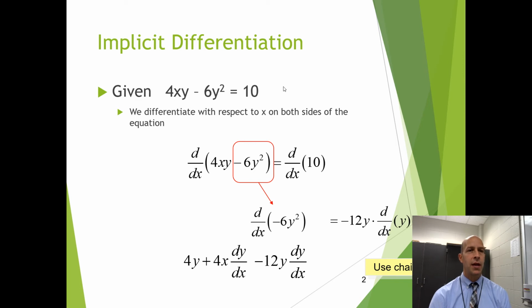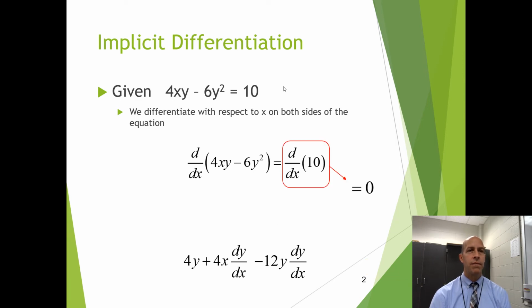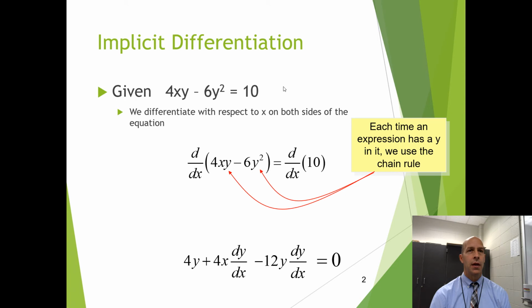And then last but not least, we need to do the derivative of 10 with respect to x, which of course is 0. So this gives us our equation for the derivative, and it's still written implicitly, but now we're going to solve that for dy dx. Each time an expression has a y in it, you have to use the chain rule. So that's why these dy dx's are popping up.